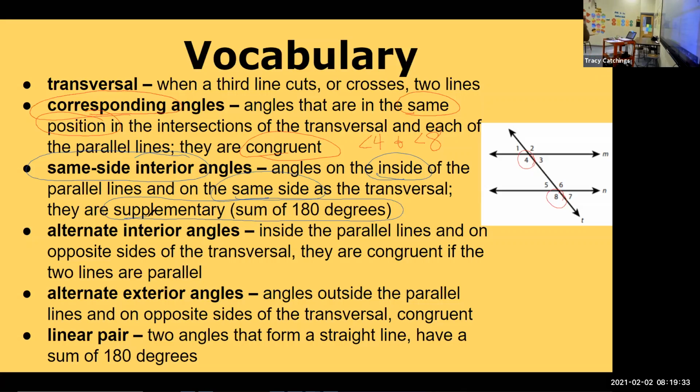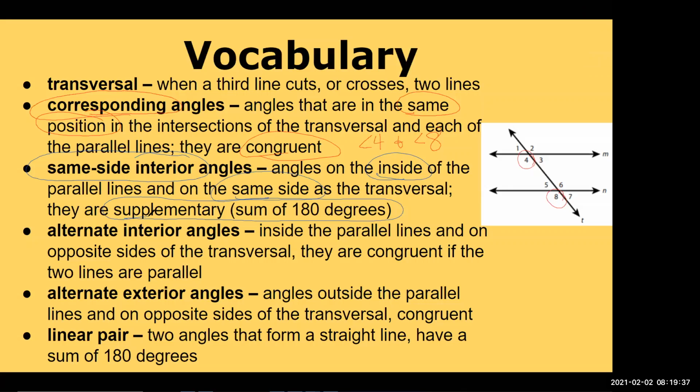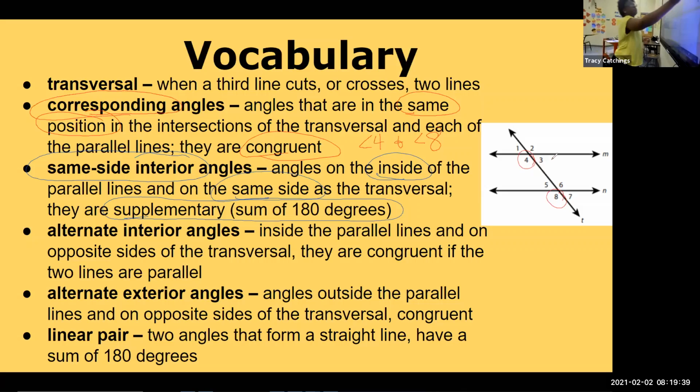Somebody give us a pair of angles that are same side interior angles. 3 and 6. Angle 3 and angle 6, they are both on the inside of the two lines, and they are right beside each other. So I can add angle 3 and angle 6, and it should be 180 degrees. All right, somebody tell us about alternate interior angles.